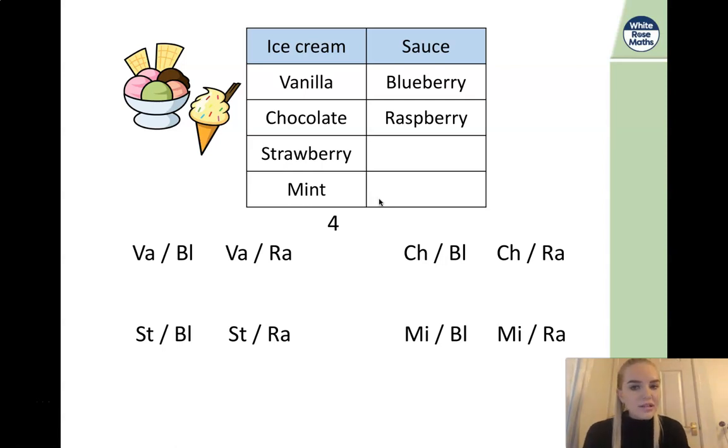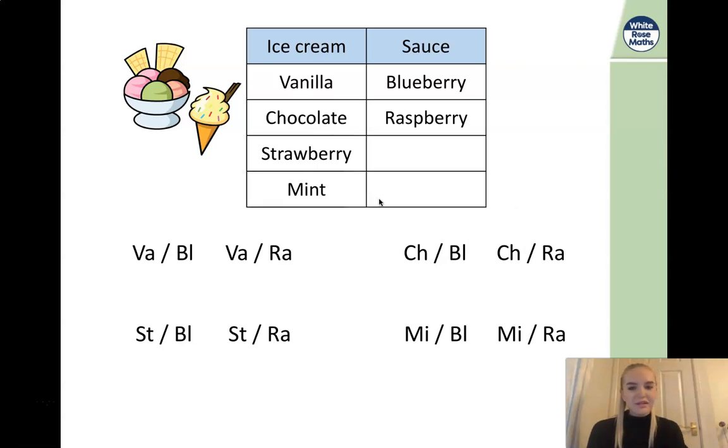And if you notice here, I have got 4 ice cream flavours and 2 sauces. 4 multiplied by 2 gives me 8, and we know we have 8 possibilities. If you could choose any ice cream and any sauce from these combinations, which one would you choose? I think I'd probably choose mint and blueberry because it's a little bit different.